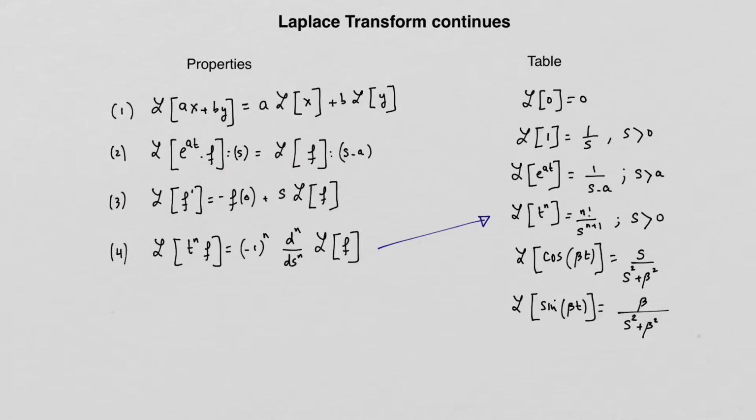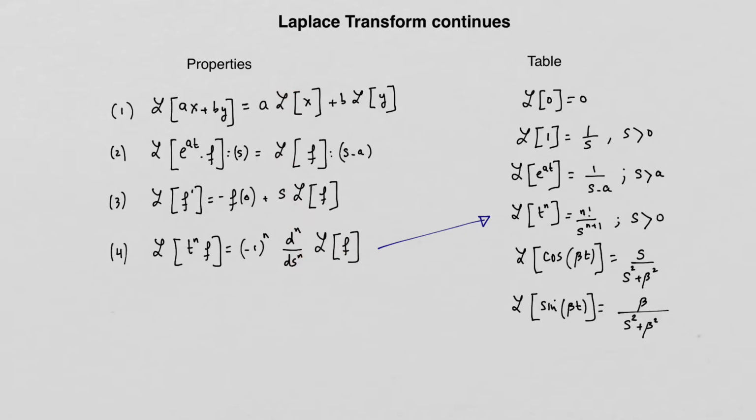And then Laplace transform of a power of t times f is related to Laplace transform of f by taking the derivative with respect to s n times, because the exponent here is n. So if it's t squared, you differentiate twice with respect to s, and you hit it with Laplace transform of f. So these are the four properties we proved last time.